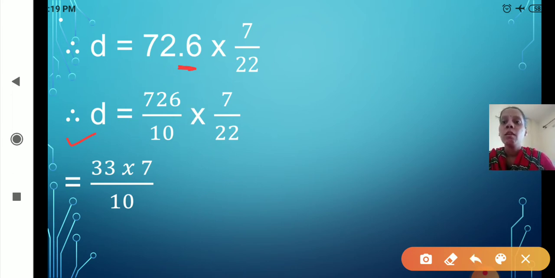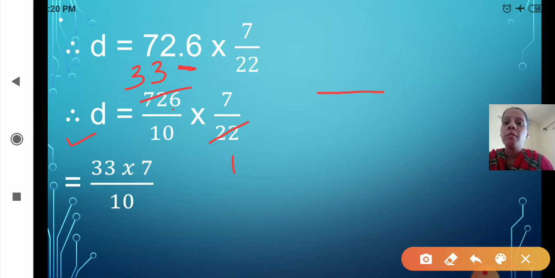22 and 726, we can cancel these numbers. 22 ones are 22, 22 threes are 66, again 72 is given here, so 72 minus 66 is 6, and this 6, so again 22 threes are 66. When we divide 726 by 22, you will get the answer 33. If you are not understanding this step, you can do it in the rough notebook. You will do this calculation in the rough notebook.